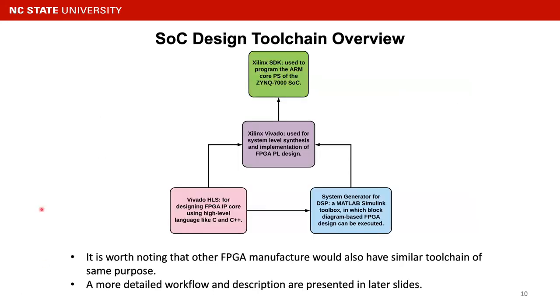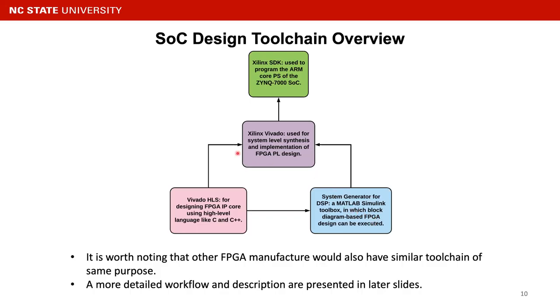Now, here's an overview of the SoC design toolchain. So here are the softwares we will be using for development on this platform. First we have the Vivado High-Level Synthesis software. This is for designing FPGA IP cores using high-level languages like C or C++. And then we have System Generator for DSP, which is a MATLAB Simulink toolbox in which block diagram-based FPGA design can be executed.